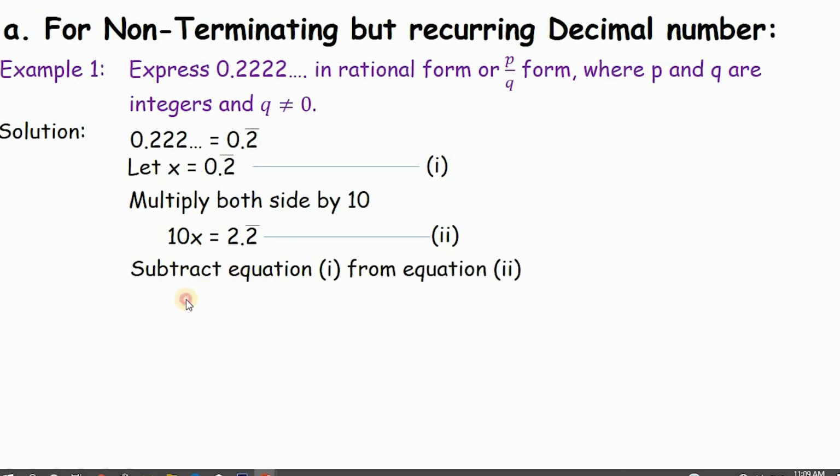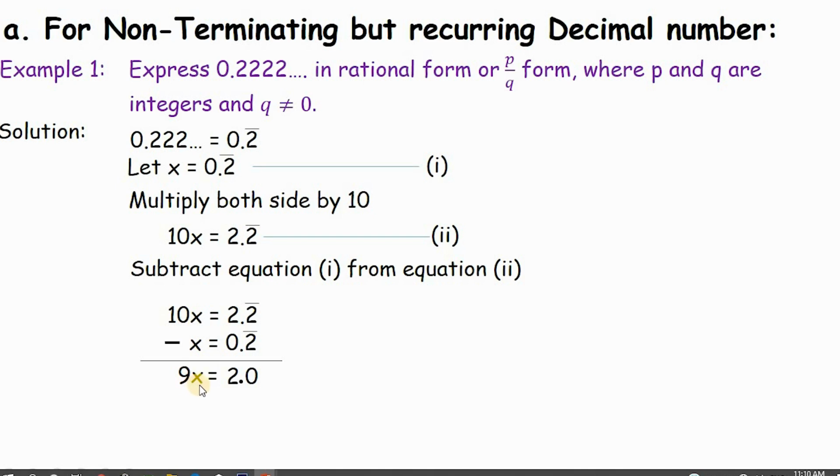So we'll first write down equation 2, that is 10x equal to 2.2 bar, followed by the first equation, that is x equal to 0.2 bar, and then we'll subtract it. After the decimal point, all the numbers are same, so you get 0 here. You write down the point, and then 2 minus 0 is again 2. So we'll write down the equal to sign, and 10x minus x is 9x.